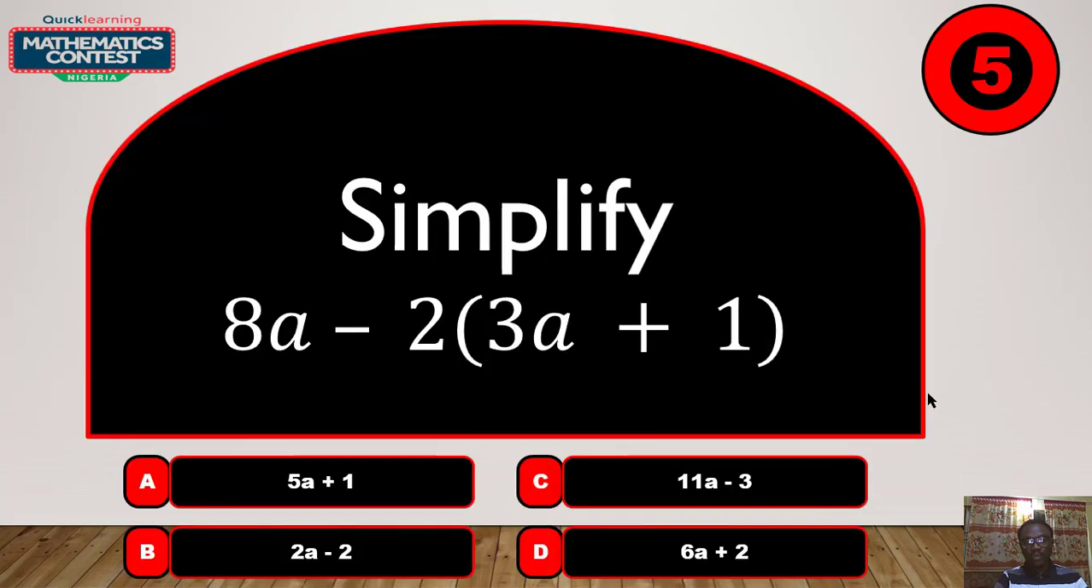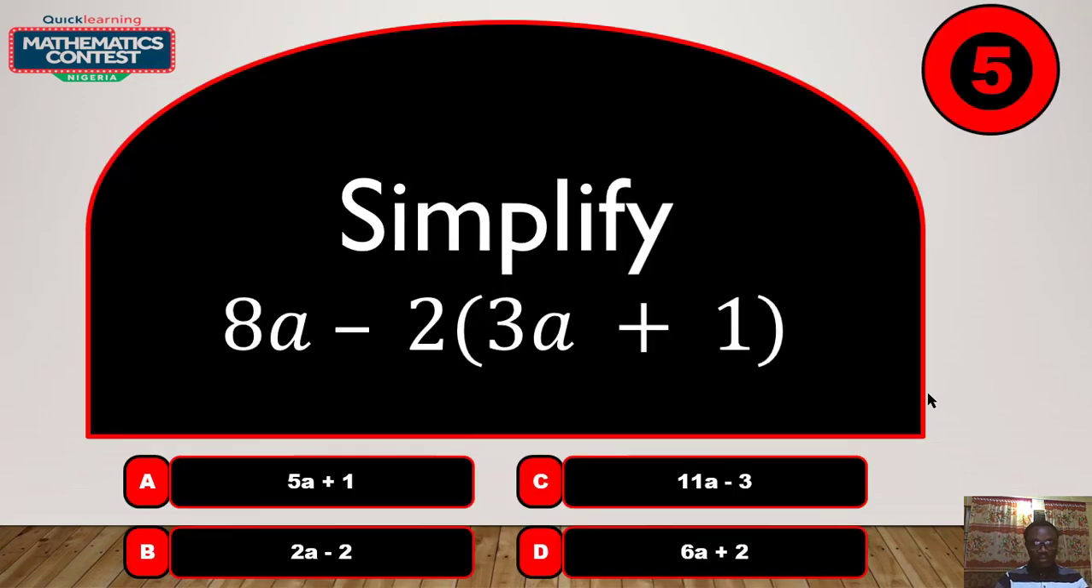Okay, so we're done with the first one. Number 2, simplify this: 8a minus 2 into the bracket 2a plus 1. And your time starts now. Time's up. How do we solve that in 5 seconds?